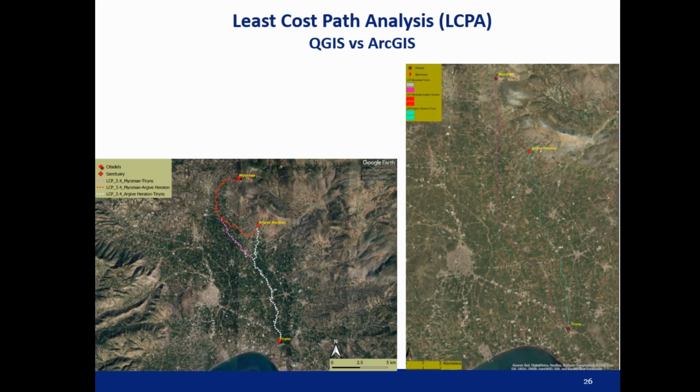So this is an example of how the images look in QGIS versus ArcGIS. In this case, we are showing the preliminary results of a least cost path analysis, which was also computed using ArcGIS. You can see some differences between the paths that are generated, which are mainly due to different usage of algorithms.